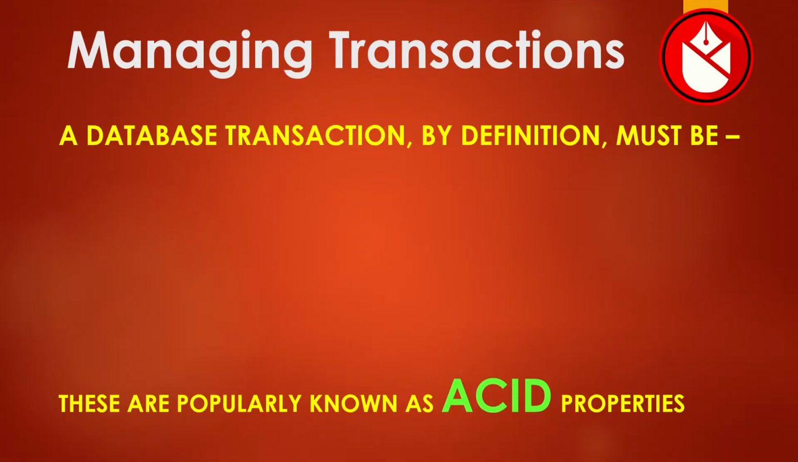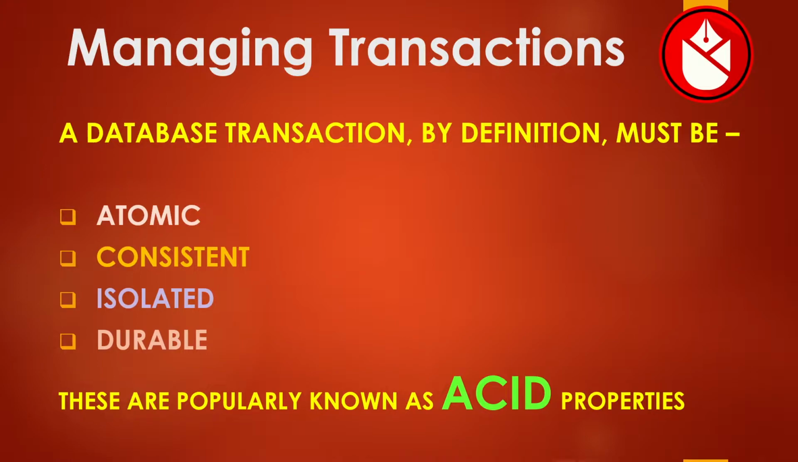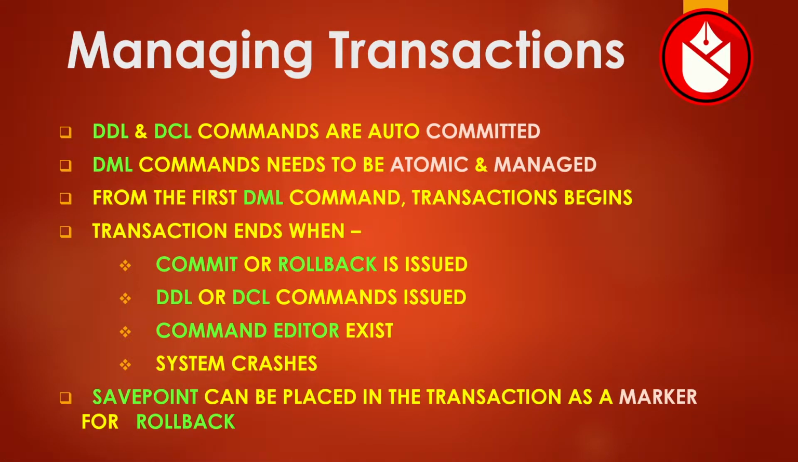Now, incomplete steps result in the failure of the transaction. A database transaction by definition must be atomic, consistent, isolated and durable. These are popularly known as the ACID properties. When we write DML or data manipulation language statements, the transaction begins. That means when we type insert, update, delete or merge statements, the transaction starts from that particular position.